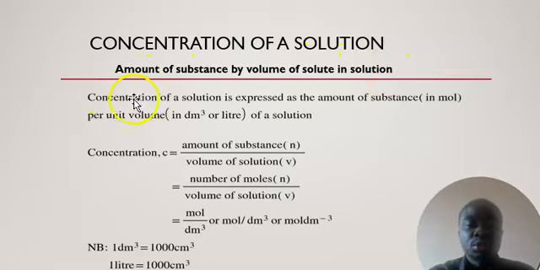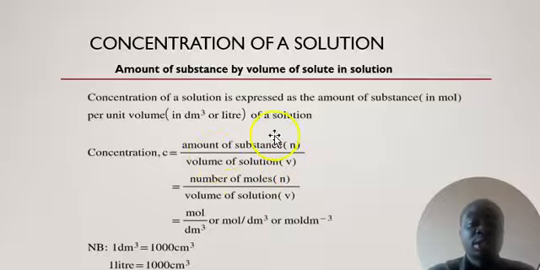So concentration of a solution is expressed as amount of substance in moles per volume, which is in decimeter cube or liter of solution. So this is the formula. Our concentration is equal to amount of substance, small n, over our volume of solution, which is small v.